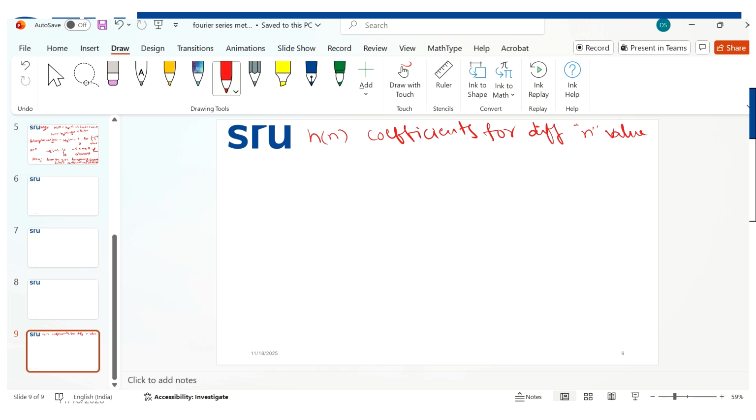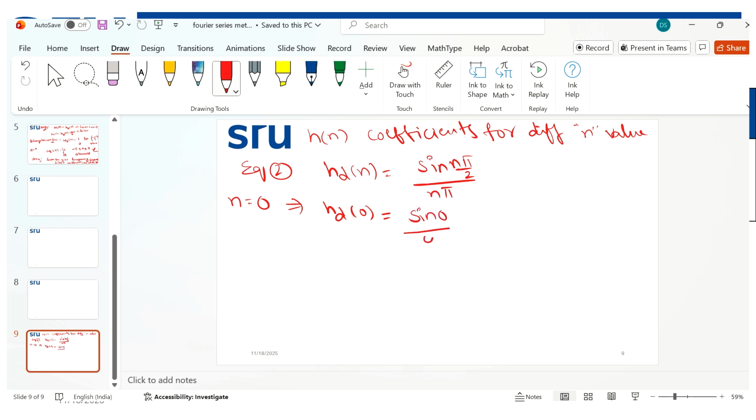So first we have from equation number 2, hd of n is equal to sin n pi by 2 divided by n pi. If I substitute n value between 0 to 5, suppose n is equal to 0. If I substitute n is equal to 0, then hd of 0 is equal to sin 0 divided by 0. So what is the sin 0 value? 0 divided by 0. So here we are getting the 0 by 0 form.